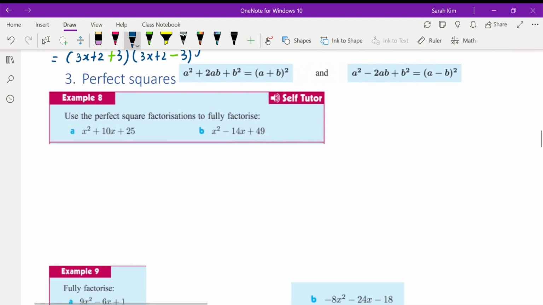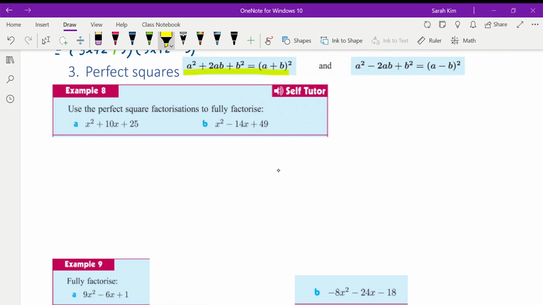Okay, moving on to perfect squares. These are the patterns. You either get a plus pattern or a minus pattern. The only difference is the middle term. It's going to be a plus 2ab or a minus 2ab depending on the plus or the minus used. That's literally the only difference.